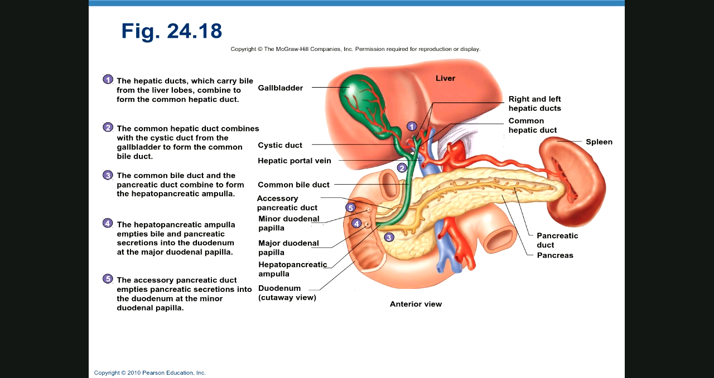So that is the course that bile takes. So again, right and left hepatic ducts, which come together to make the common hepatic duct. The little duct from the gallbladder is called the cystic duct, and then we have the common bile duct that takes the bile to the duodenum of the small intestine. All right.